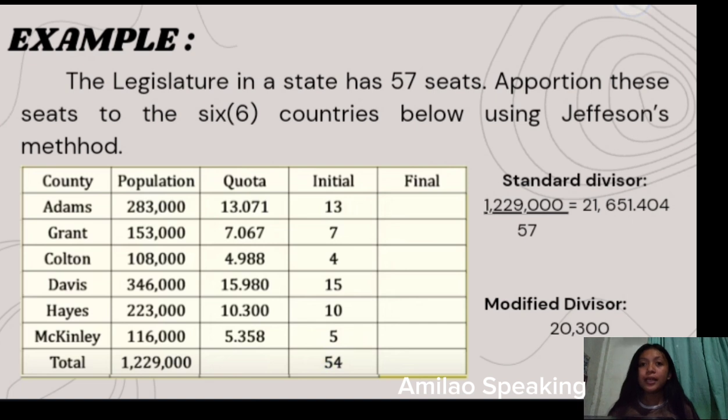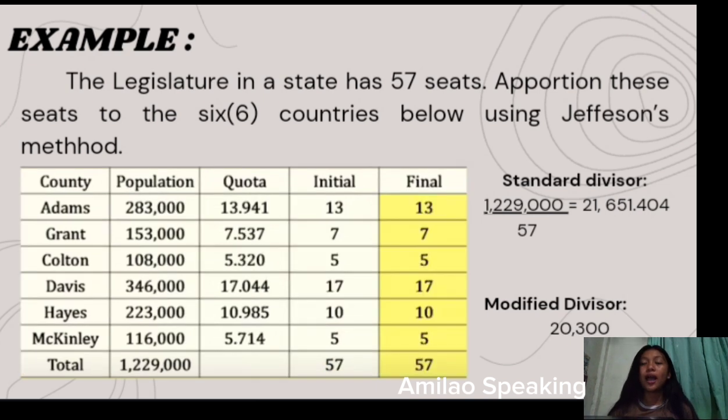So in this example, 1,229,000 population divided by 57. The answer is 21,651.404. So let's go to the quota. The quota is the population divided by the standard divisor, which we found is 21,651.404. So let's compute for Adams.